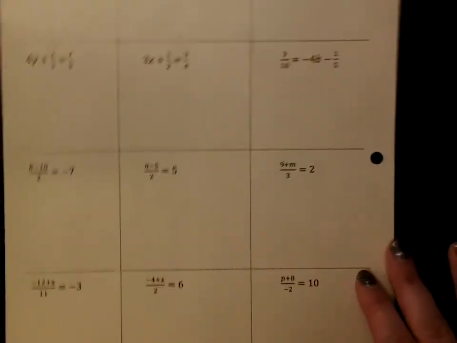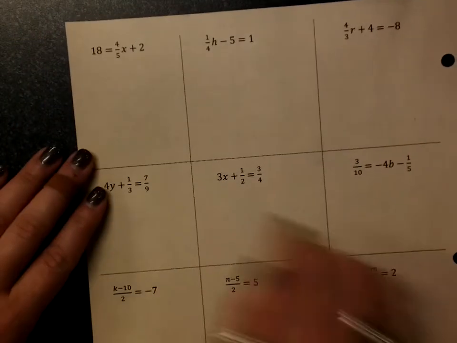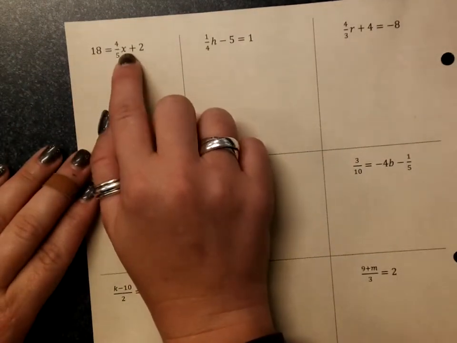So the back. These look a little more complicated. We have 18 equals 4 over 5x plus 2.